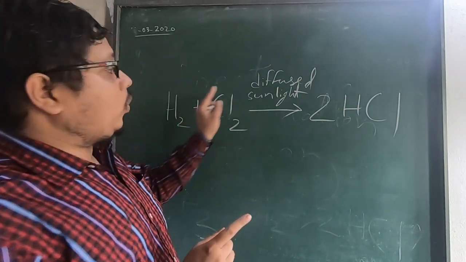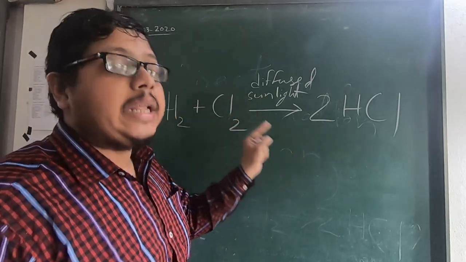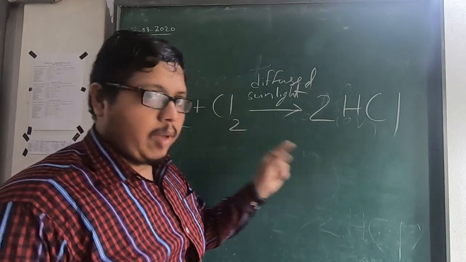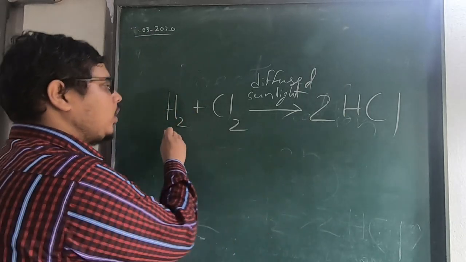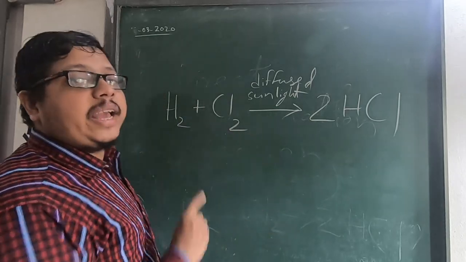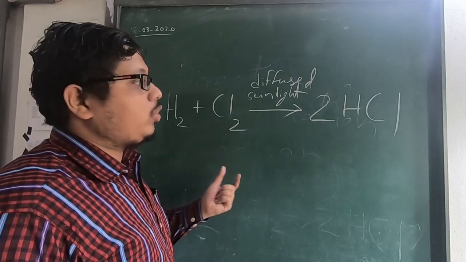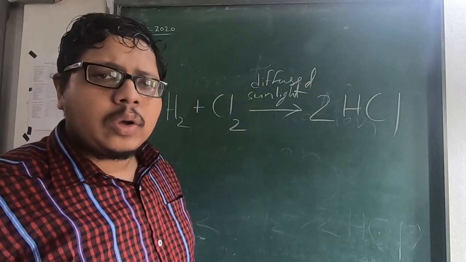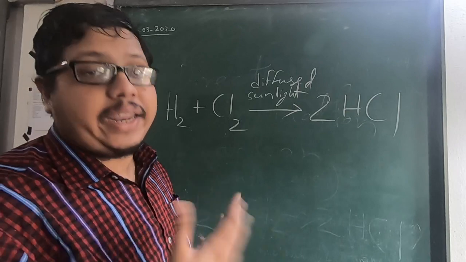Now we can call this reaction a photochemical reaction. Remember, we have done this in class 9. It is a direct combination reaction because two reactants are combining to form a product. It is a photochemical reaction because sunlight is involved. Sunlight is the source of energy for this reaction. Now, what is diffused sunlight? You might wonder, what is this diffused sunlight? Diffuse sunlight means indirect sunlight.